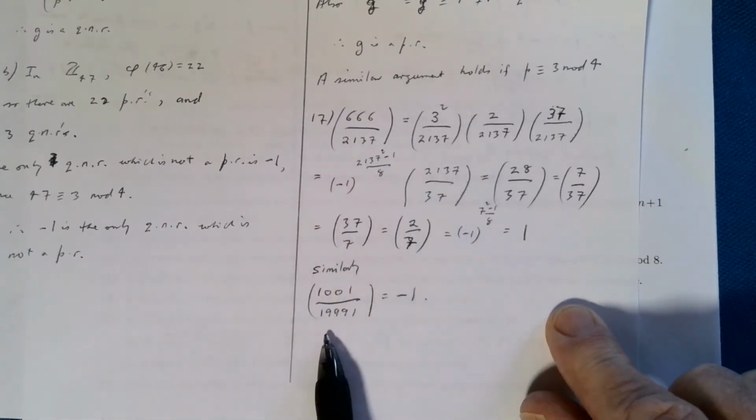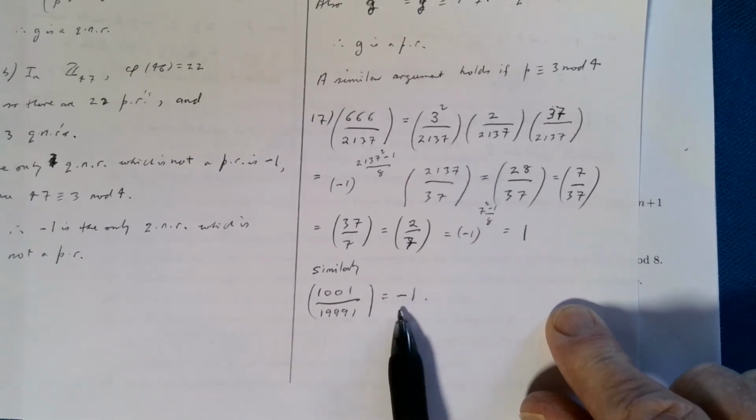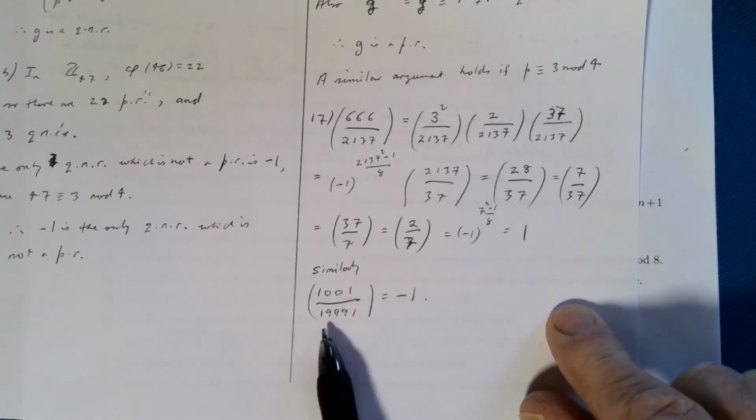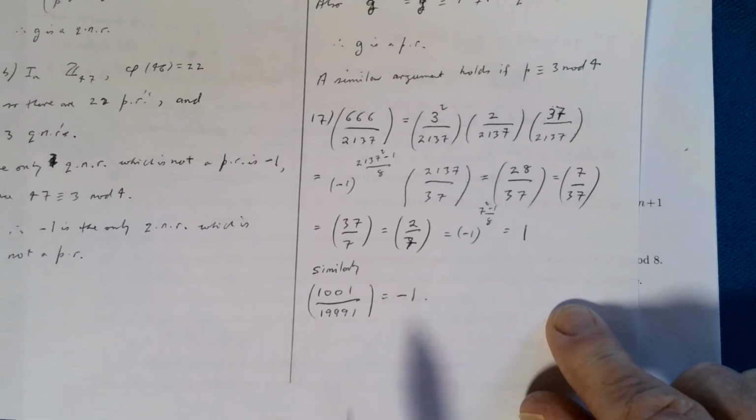And similarly, one can do a similar analysis on this one here, and it turns out to have a Legendre symbol of -1, which means that this number is not a square modulo 19,991.